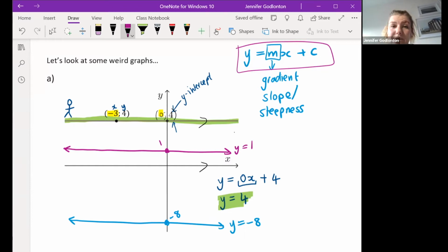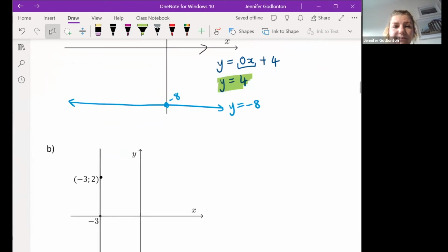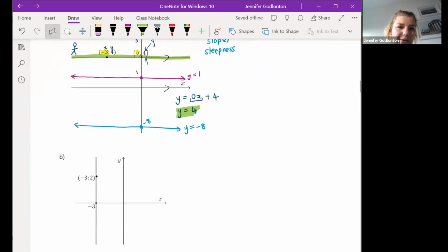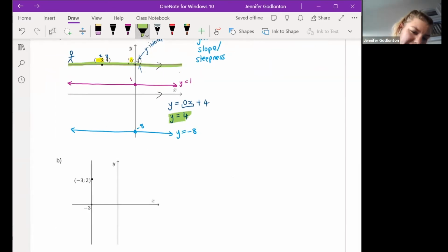Then there's another weird one. So this is the first weird graph. The second weird graph looks like this. What's the difference between the first weird graph and the second weird graph? I'm going to highlight it in green so that you can see. What's the difference between my first weird graph and my second weird graph?